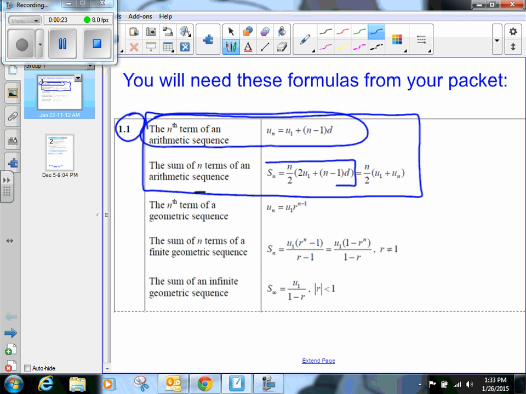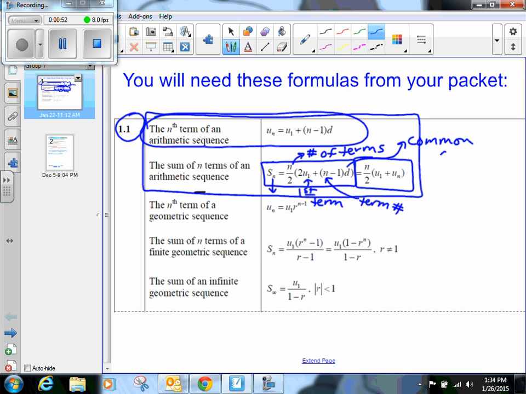And there's actually two formulas here. There's this one, and then there's this one. Depending on the given information, it tells you which one to use. So here's our u sub n from the last section that we just did. n tells you the number of terms in your series or sequence. Here's our first term, that u1. And here's the term number, the n. And then d is our common difference.